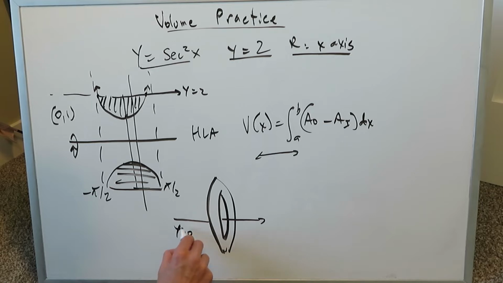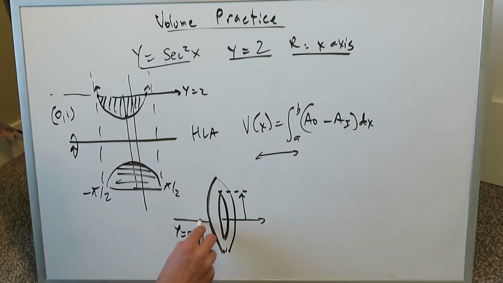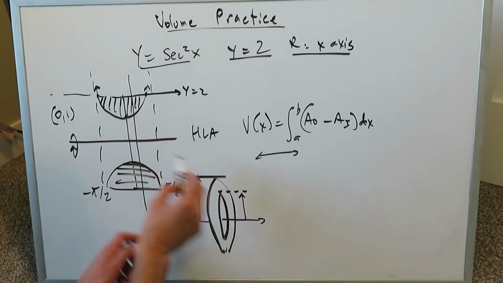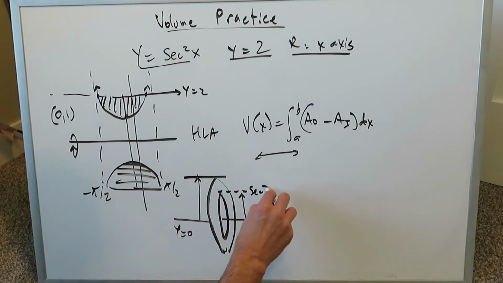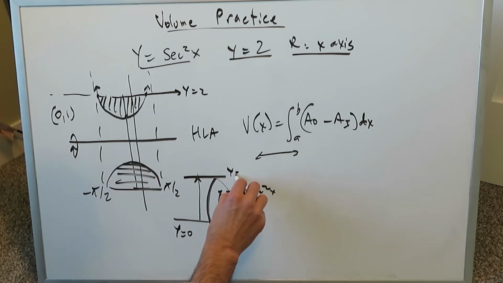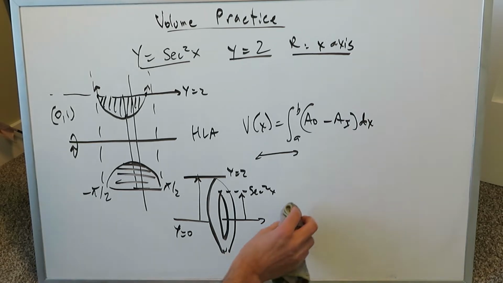Again, this right here is my x-axis, y equals 0. From here to this line right here is my inner radius. From this x-axis going up to this, that's my outer radius. What exactly is this line right here? The tip of the secant squared function. That's your lower edge. What's this upper edge? That right there is my y equals 2 line.